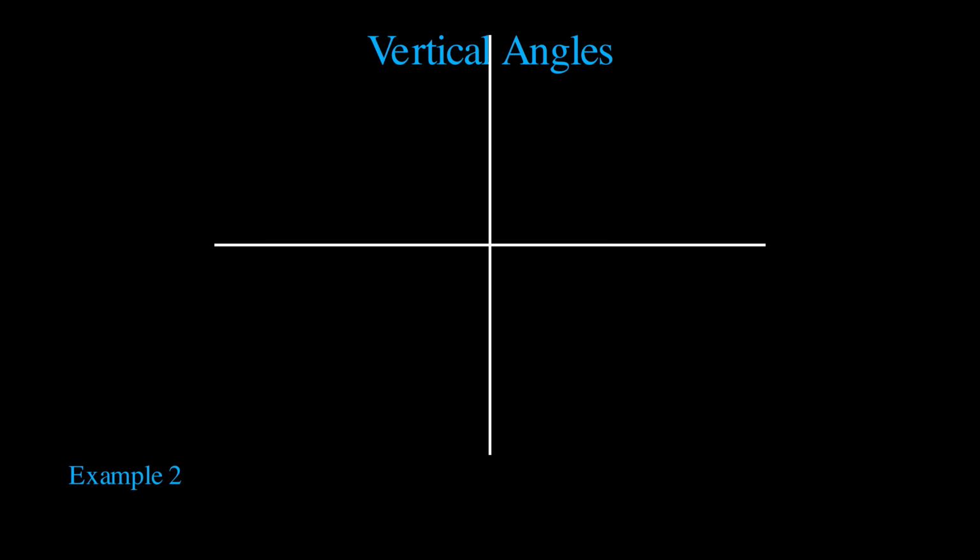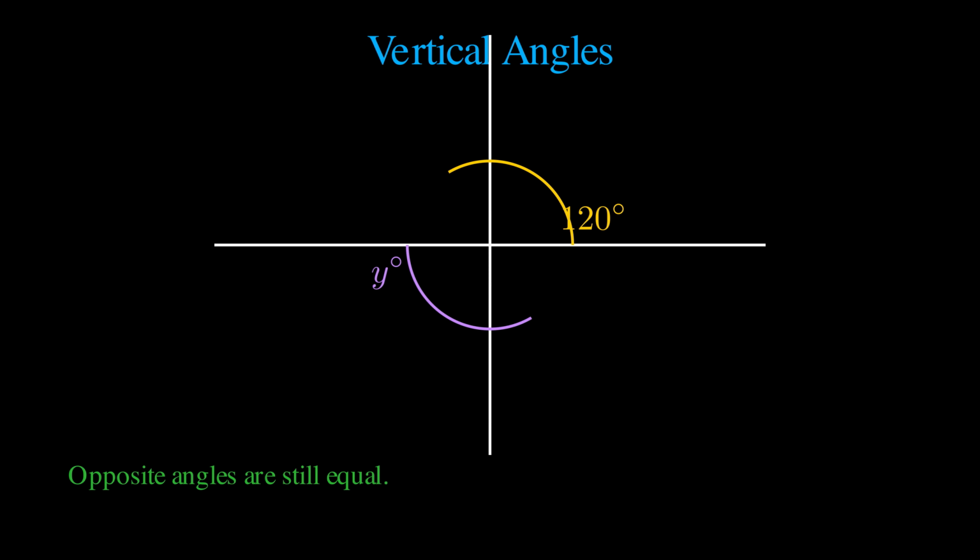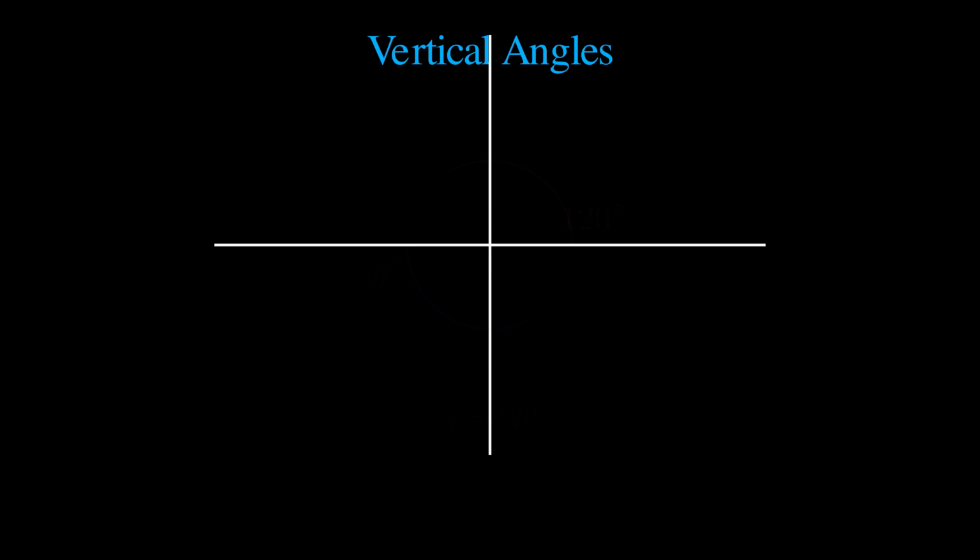Now let's look at another example. This time, one angle measures 120 degrees. The opposite angle is labeled with the variable y. Again, since vertical angles are equal, y must also measure 120 degrees. Whenever two lines intersect, opposite angles are called vertical angles. And vertical angles are always equal in measure.